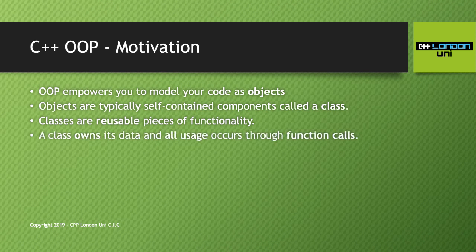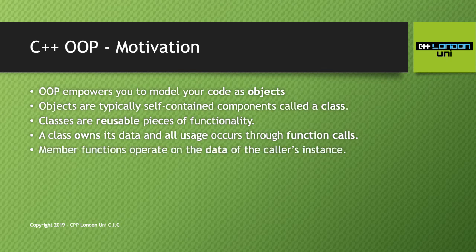A class owns its data and all usage occurs through function calls. So obviously there's nothing forcing you to do this. This is a design point really. Generally it's considered good design to ensure that not everything in your class is accessible to the world, and they must interact with you by calling functions that you offer them, because this means you have complete control over the data you contain. Nobody can directly access a piece of data and mutate it in an unexpected way and perhaps cause a crash, for example.